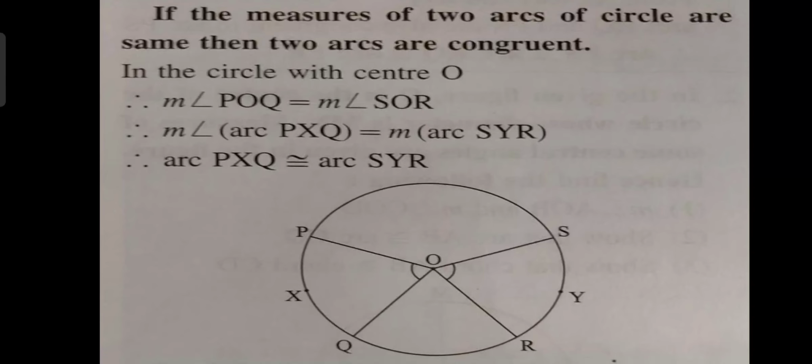Here SOR, whatever is the measure of that angle, suppose it is 80 degrees, then the value of arc SYR will be 80 degrees. Here POQ is also 80 degrees, so naturally the arc PXQ that it forms will also be the same. So PXQ is 80 degrees, SYR is 80 degrees, then both the arcs as well as the angles are congruent.